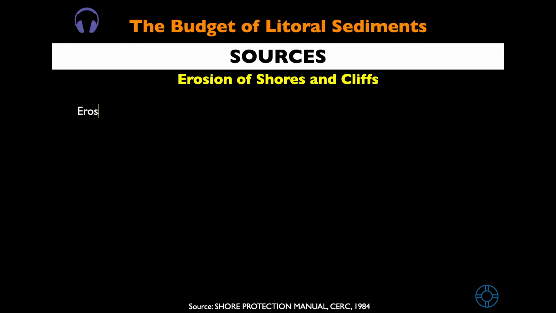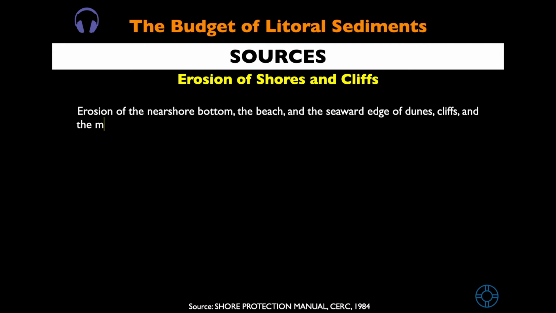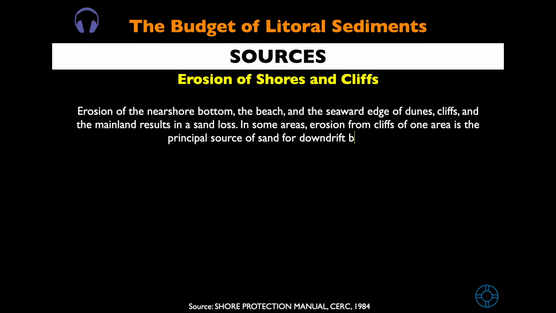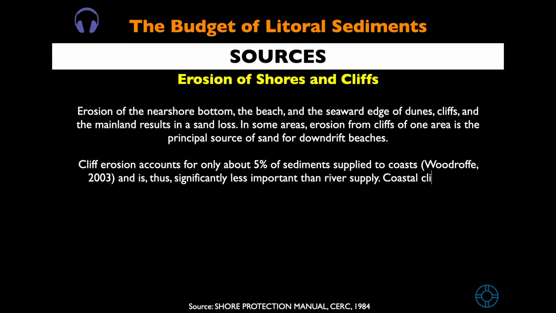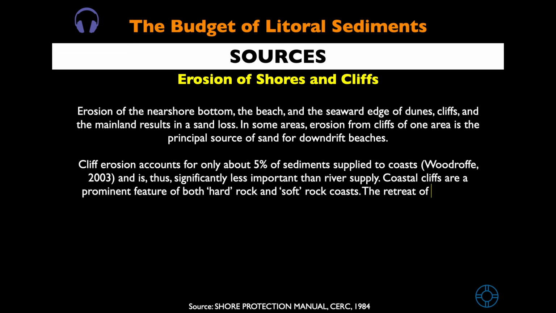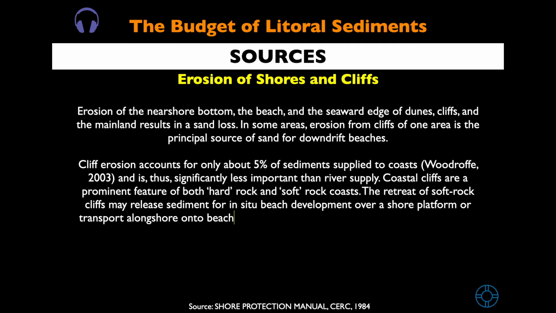Erosion of shores and cliffs. Erosion of the nearshore bottom, the beach, and the seaward edge of dunes, cliffs, and the mainland results in a sand loss. In some areas, erosion from cliffs of one area is the principal source of sand for downdrift beaches. Cliff erosion accounts for only about 5% of sediment supplied to coasts and is thus significantly less important than river supply. Coastal cliffs are a prominent feature of both hard rock and soft rock coasts.